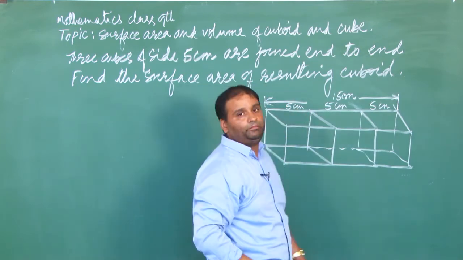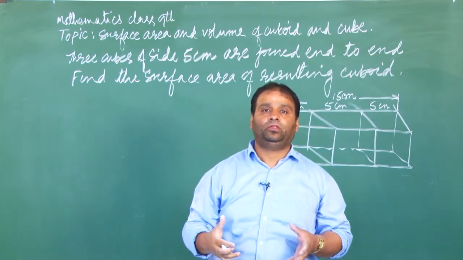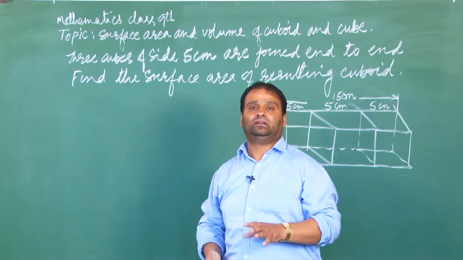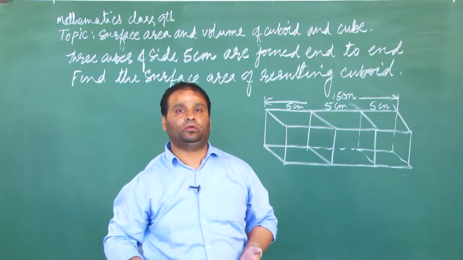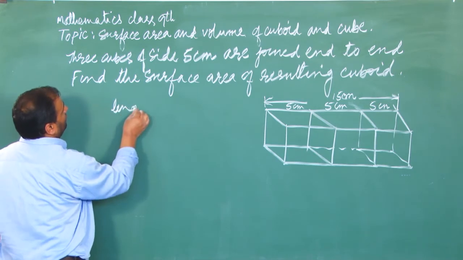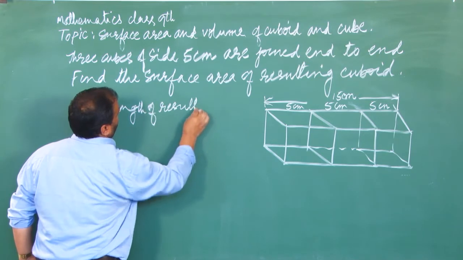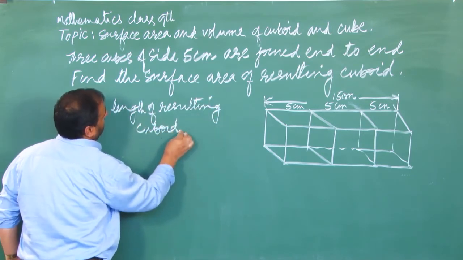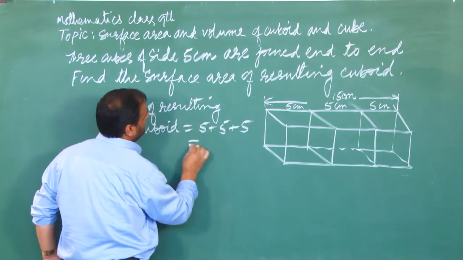So, whenever you join 2 or more than 2 cubes side by side, you get a cuboid. And what gets varied? Only the length. The breadth and height remain the same. Now it is very easy for you to solve that question. So, the length of the resulting cuboid is 5 plus 5 plus 5. That is 15 centimeter.